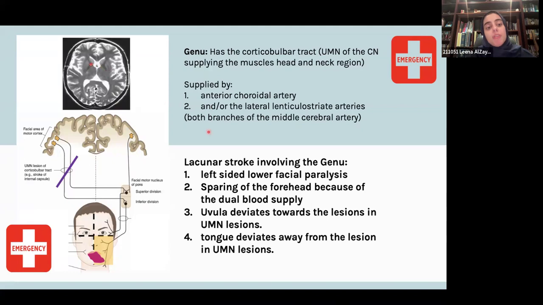So, if you have a stroke of that, we said that it's for the corticobulbar tract. What did we say the corticobulbar tract is responsible for? What type of muscles or what type of motor response? I need someone to answer me. Yalla, I'm gonna wait now. More energy, more energy.